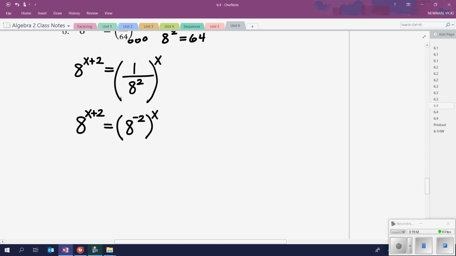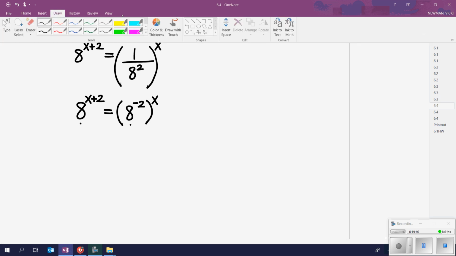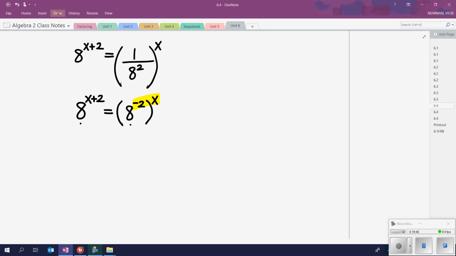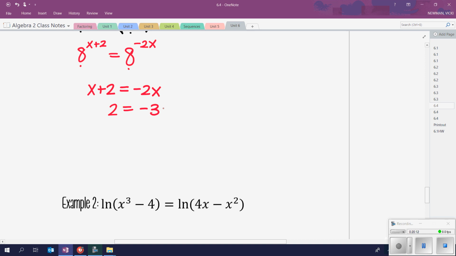Now we have a common base, and we have an exponent being multiplied. So 8 to the x plus 2 is equal to 8 to the negative 2x. By the properties of equality, if two things are equal, then they have equal parts. So x plus 2 is equal to negative 2x. So 2 is equal to negative 3x.